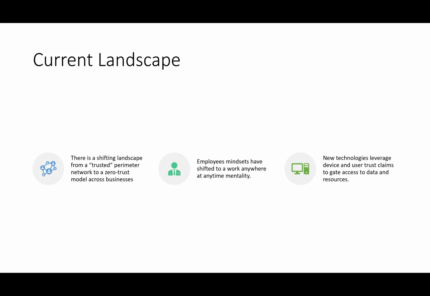So when we look at the current landscape, we are shifting from this perimeter trusted network into a zero trust model across our businesses because we're shifting to an employee mindset that really thinks of, hey, I want to work from anywhere at any time at any place. And they are also onboarding a ton of new SaaS applications to their businesses to try to enhance productivity.